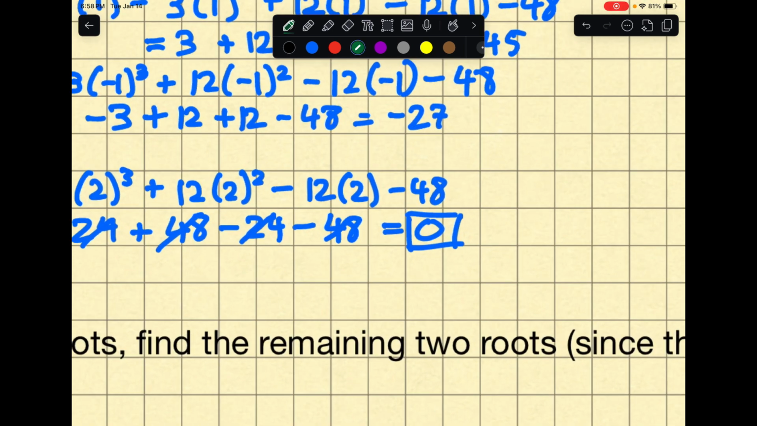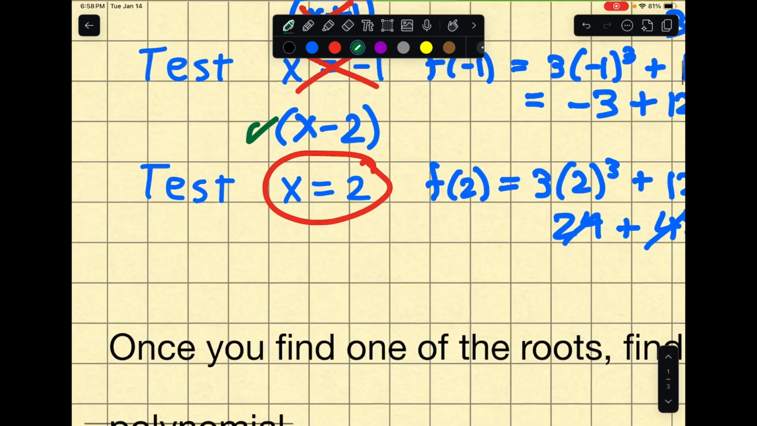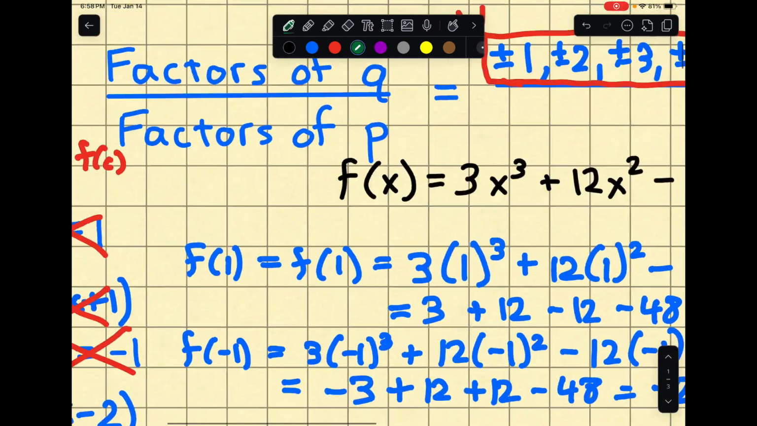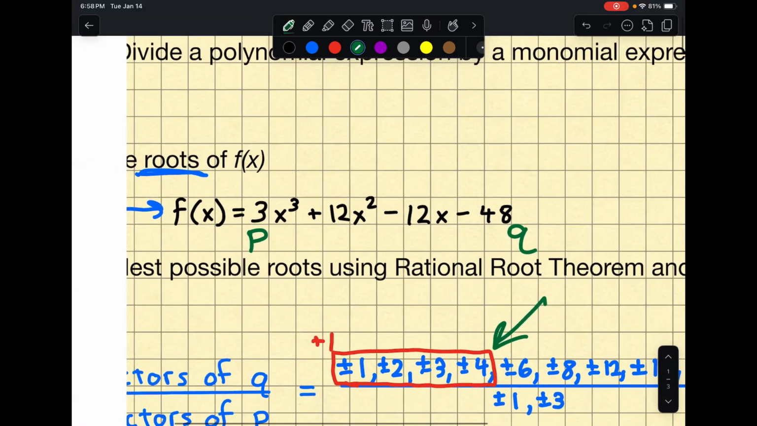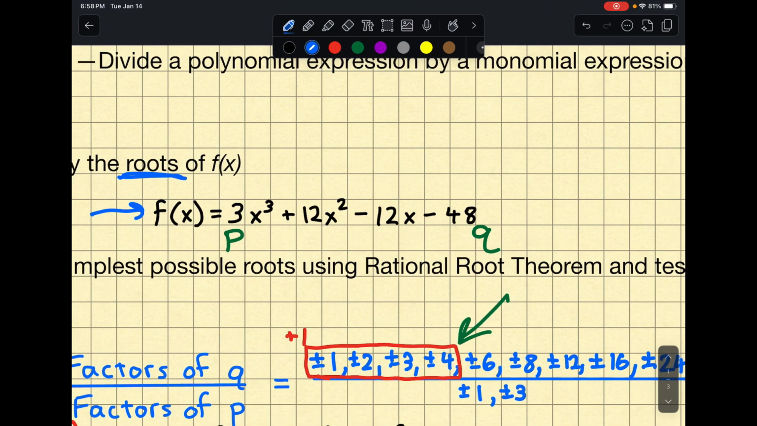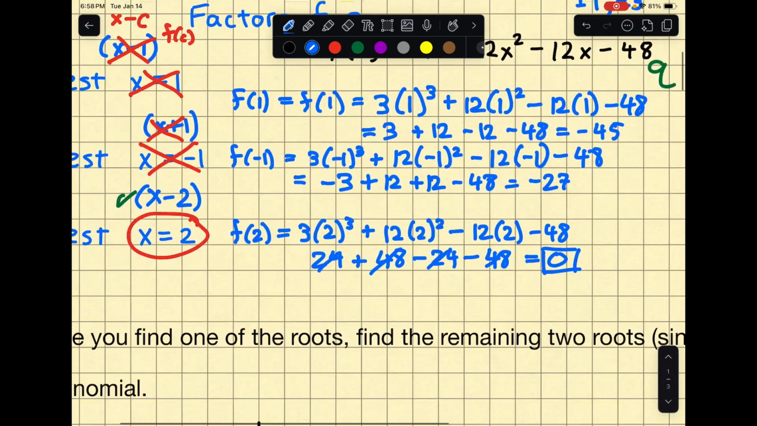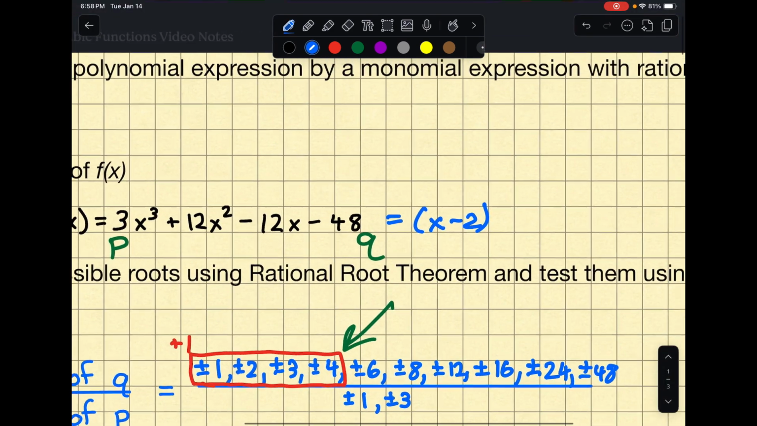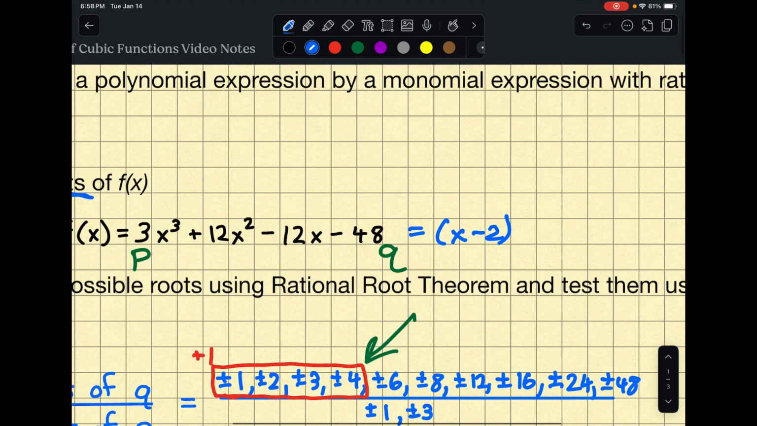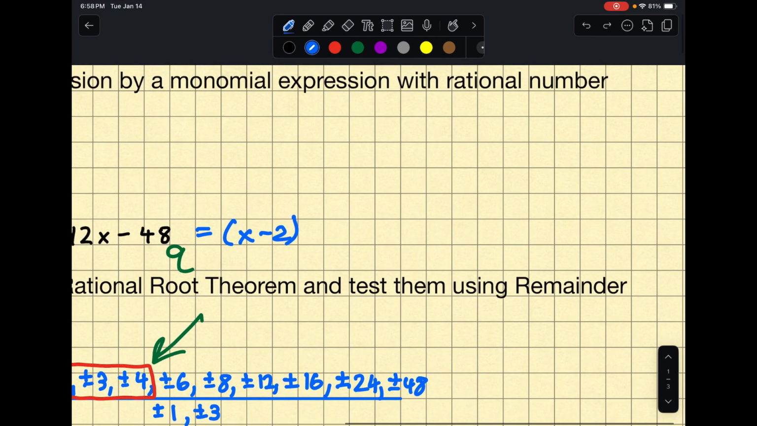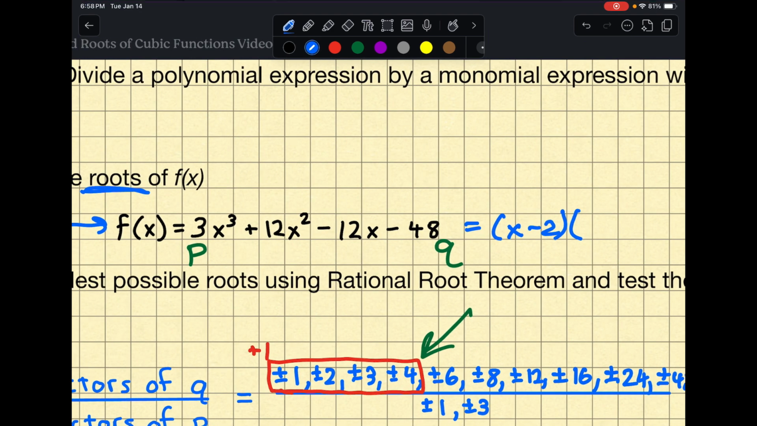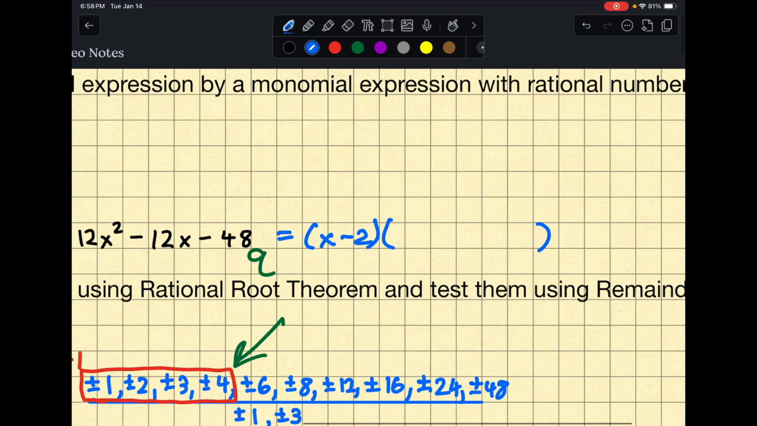What we're going to do is, now that we've identified one of the roots, which means we actually know what one of the factors is, we're going to imagine taking our original polynomial, our cubic, and dividing it by that factor that we identified. In this case we tested x equals 2, so the factor is x minus 2. If we imagine dividing x minus 2 out of this polynomial, what would be left would be a quadratic. So this polynomial is equal to x minus 2 times some quadratic.